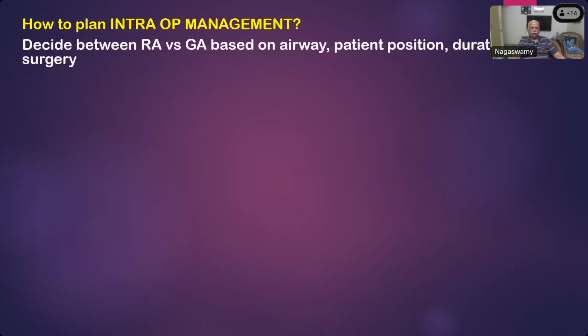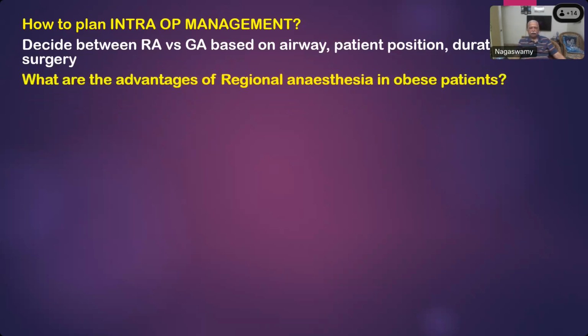So first decide whether you are going to do it under regional or GA, based on the airway, patient position, and duration of surgery. For our case, where it is a TKR procedure, what anesthesia would you prefer? Regional, sir. Regional, very good. Regional, of course, is much safer in these patients than GA. Why is regional preferred? What are the advantages of regional anesthesia in obese patients?